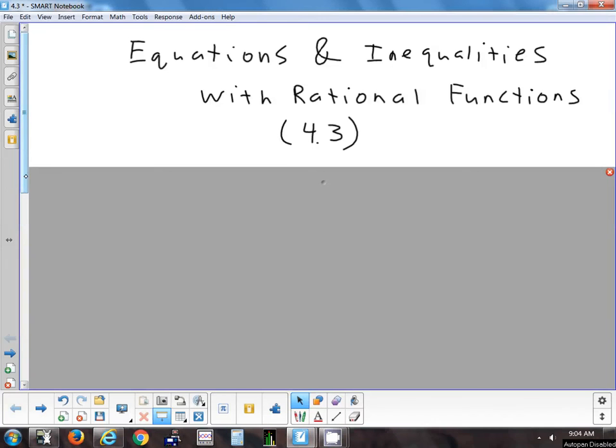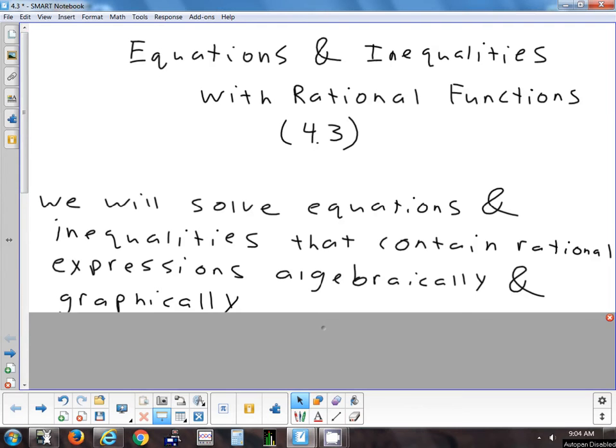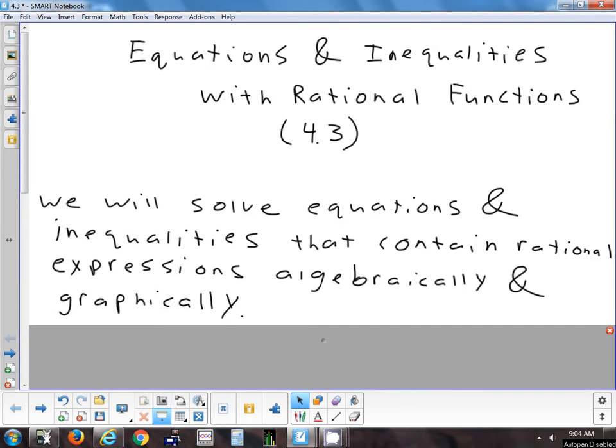All right, so the last section we'll look at is 4.3. Basically what we're going to do is solve equations, mostly equations. The last problem, we'll do an inequality. And all the equations that we have, we're going to solve them algebraically. When we get to an inequality, we'll do two approaches.